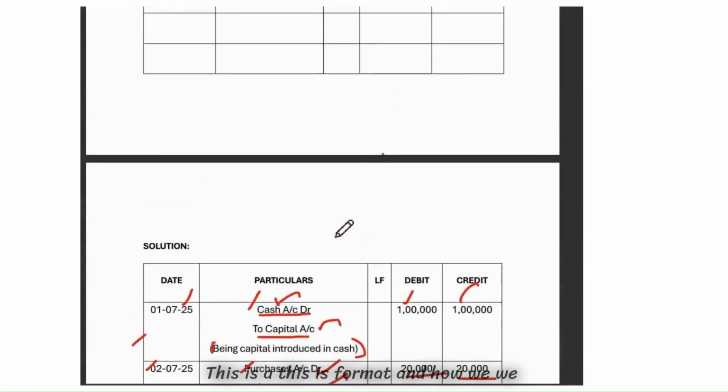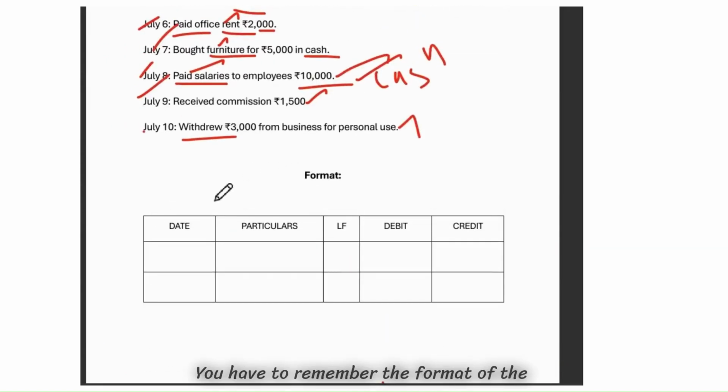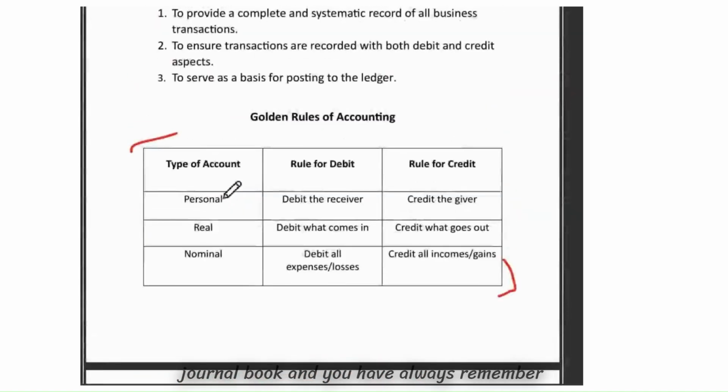This is the format and how we solve the journal book. You have to remember the format of the journal book, and you must always remember the golden rules of accounting for this account.